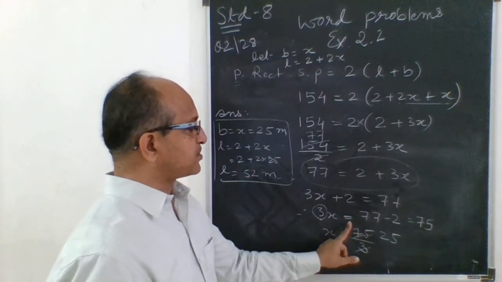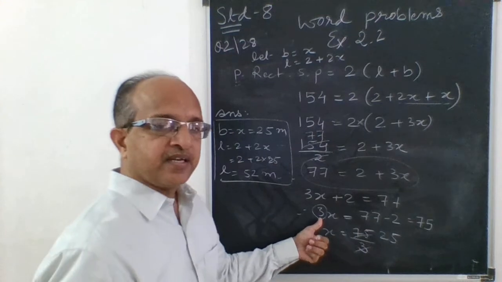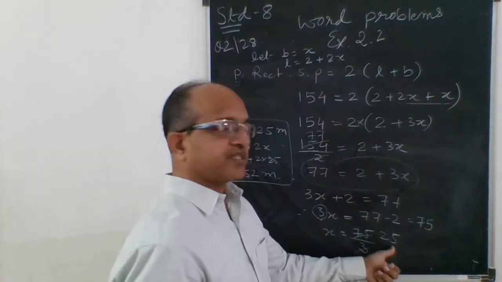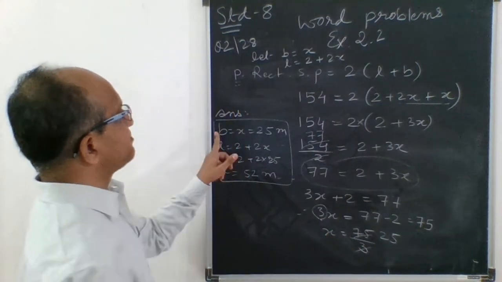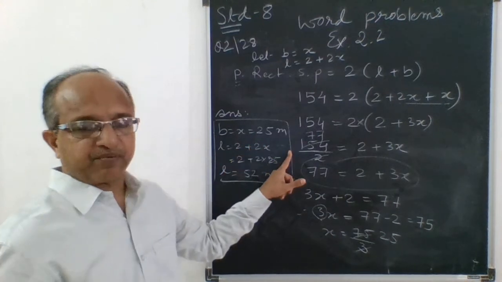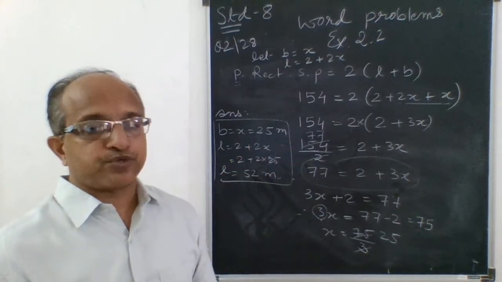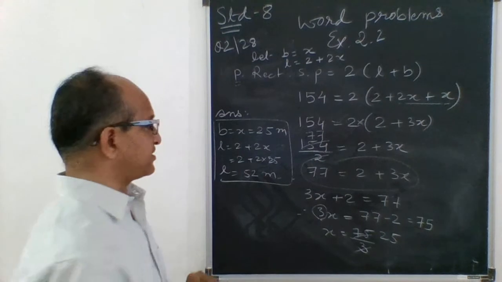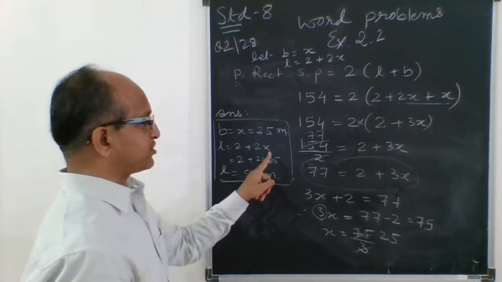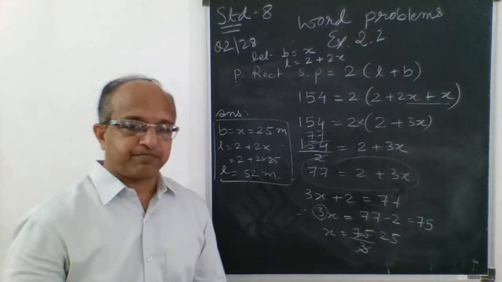So x is equal to 75 by 3 as it is in multiplication. So it is 25. So that means B is equal to x, so 25 meter. If unit is given, we should write unit also in the answer. Then L is 2 plus 2x. So that comes to 52 meter, right?